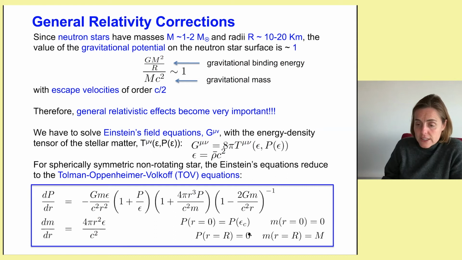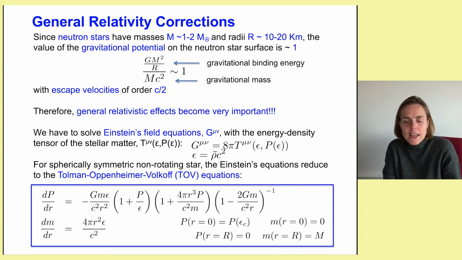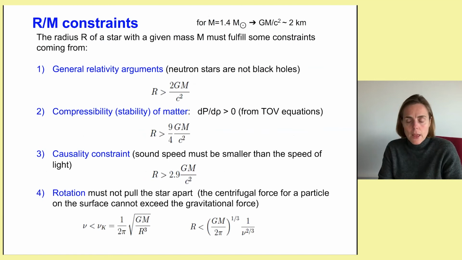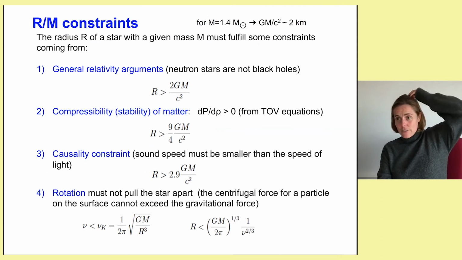And of course, if you know the radius, you know the mass of the object at this radius, okay? So this is how it is done. So basically, the ingredient here is the equation of state. There are other constraints as well that you have to take into account.